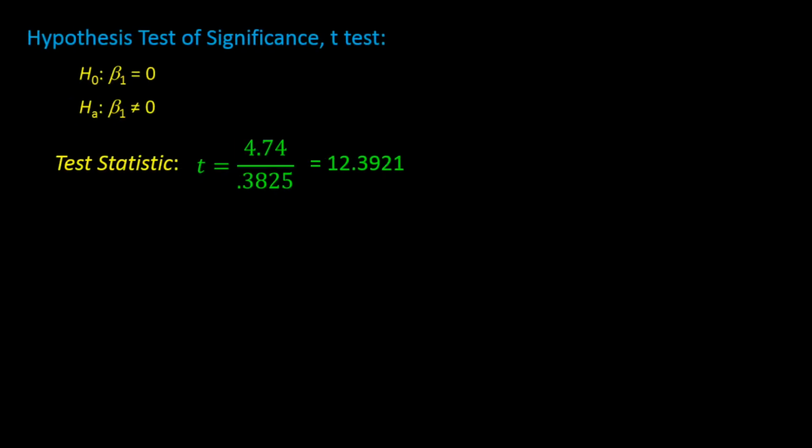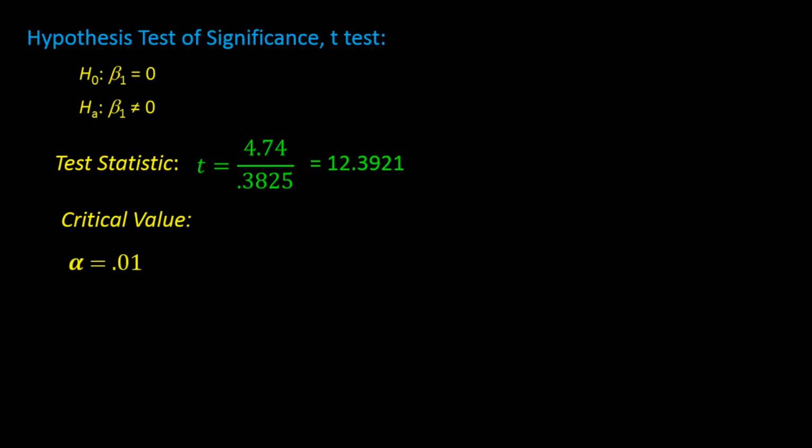All right, let's look at what we have so far. We are testing to see if we have enough evidence to support the alternative hypothesis that the slope is not equal to 0. If we find this evidence, we will conclude that there is a linear relationship between x and y. We calculated our test statistic to be 12.3921. So now we're ready to use either the critical value approach or the p-value approach to solve this problem. Let's begin with the critical value approach, and let's use an alpha value of 0.01.